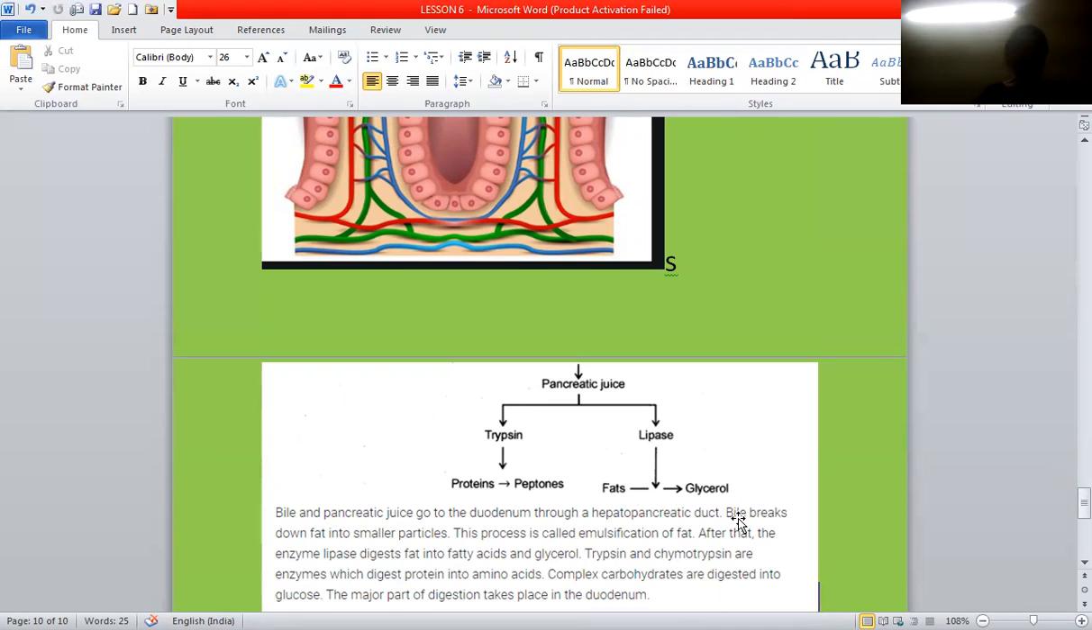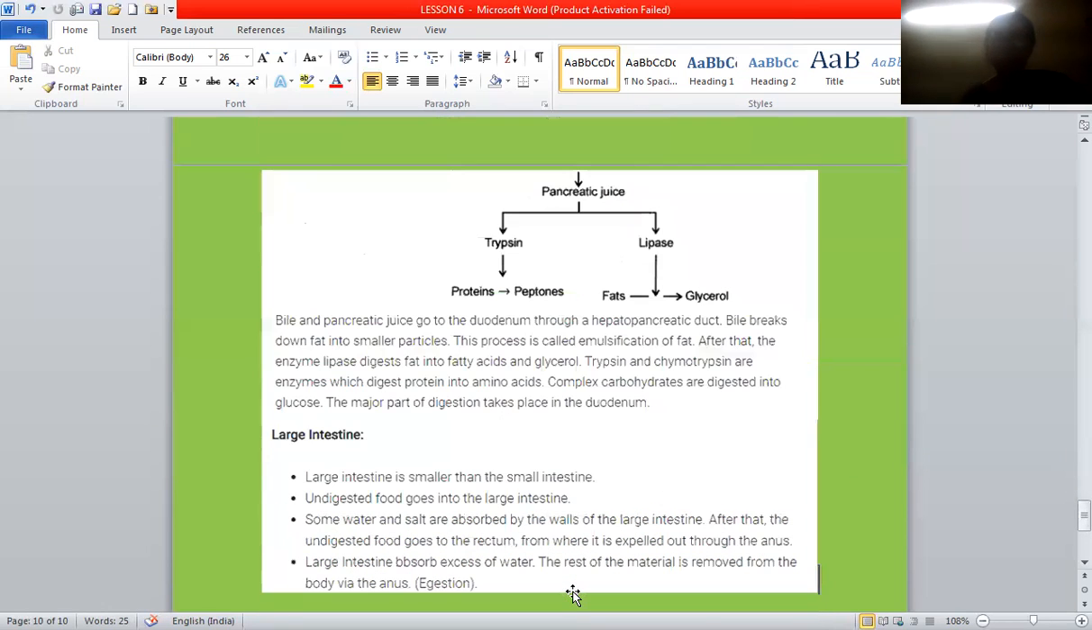Now, complete digestion and absorption of food has taken place. Bile and pancreatic juice go to the duodenum through a hepatopancreatic duct. Bile breaks down fat into smaller particles. This process is known as emulsification of fat. After that, the enzyme lipase digests fat into fatty acids and glycerol. Trypsin digests proteins into amino acids. Complex carbohydrates are digested into glucose. Major part of digestion takes place in the duodenum.